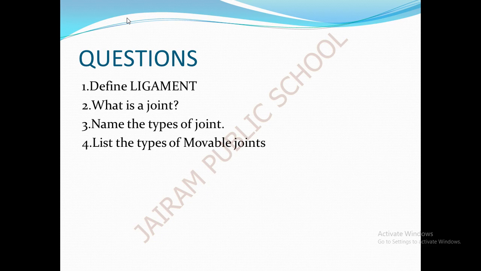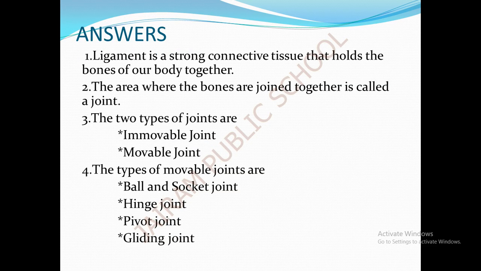The third answer is, name the types of joints. The two types of joints are immovable joint and movable joint. The fourth answer is, the types of movable joints are ball and socket joint, hinge joint, pivot joint and the gliding joint.